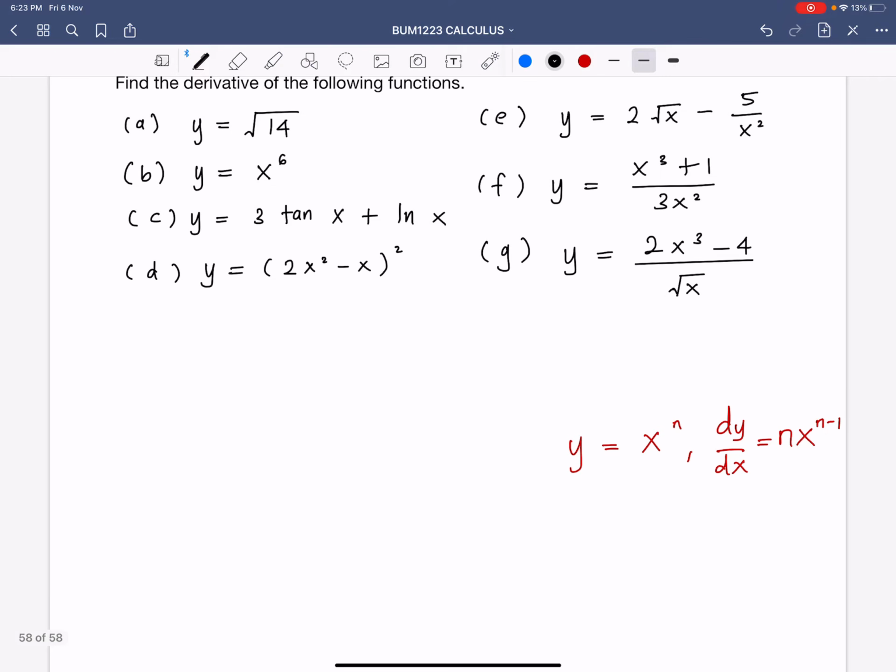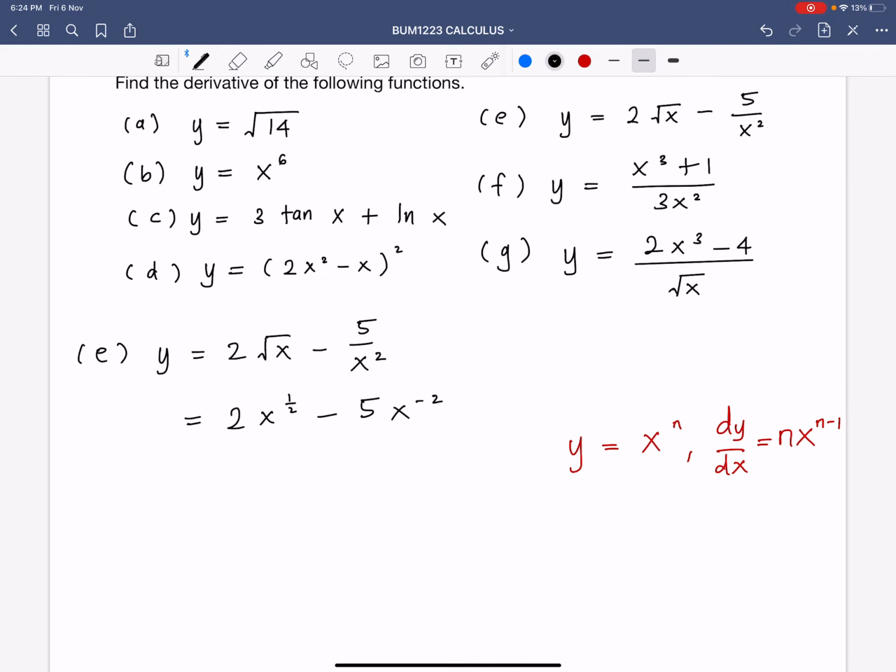For question E, we have y equals 2 root x minus 5 over x squared, where we want to rewrite this so that this term will be in the form of x to the power of n, and this term also will be in the form of x to the power of n. Therefore, 2x power of 1 over 2 minus 5 times x power of negative 2.